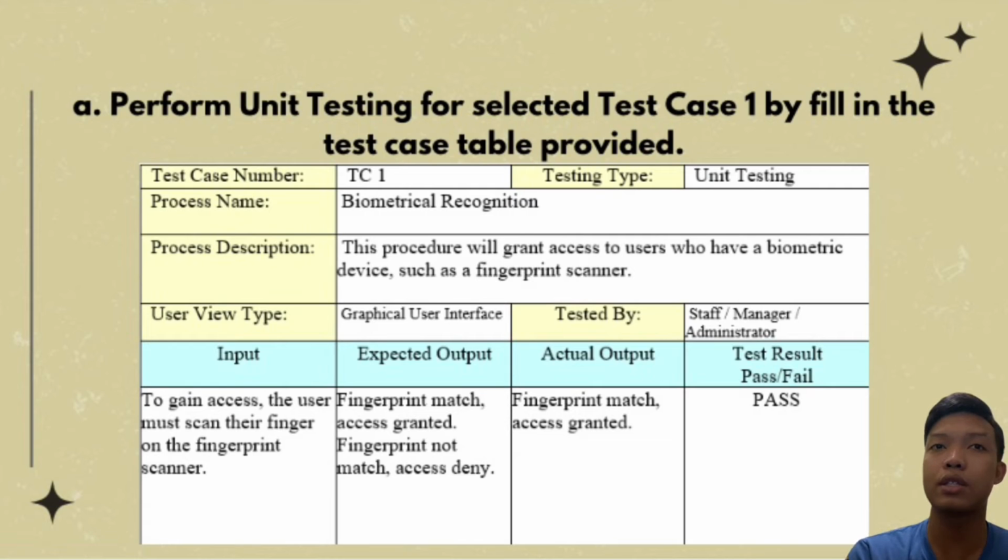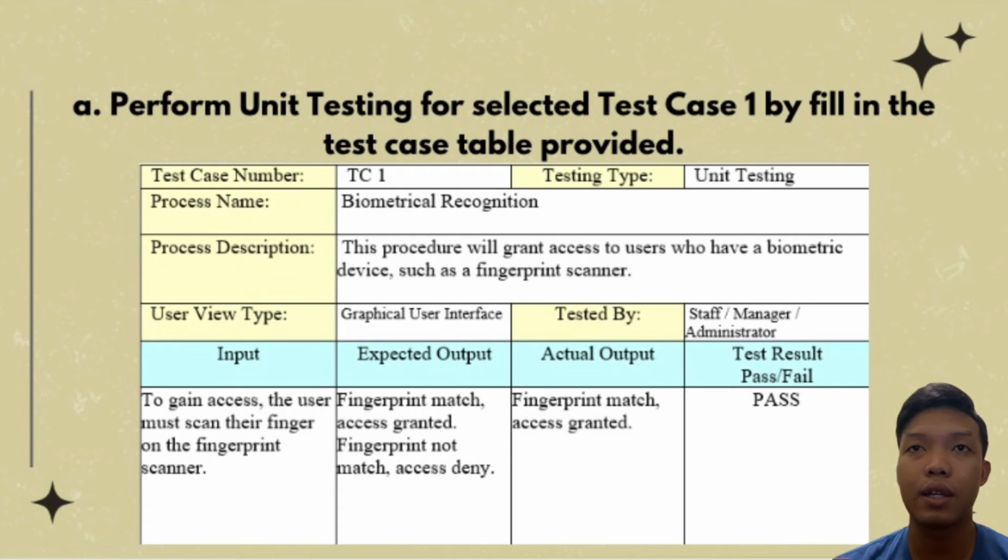This system is tested by staff, manager and administrator. The input is to gain access. The user must scan their finger on the fingerprint scanner. The expected output: if the fingerprint matches, access will be granted. If the fingerprint does not match, access will be denied. And the actual output is fingerprint match, access granted. And the test result is pass.